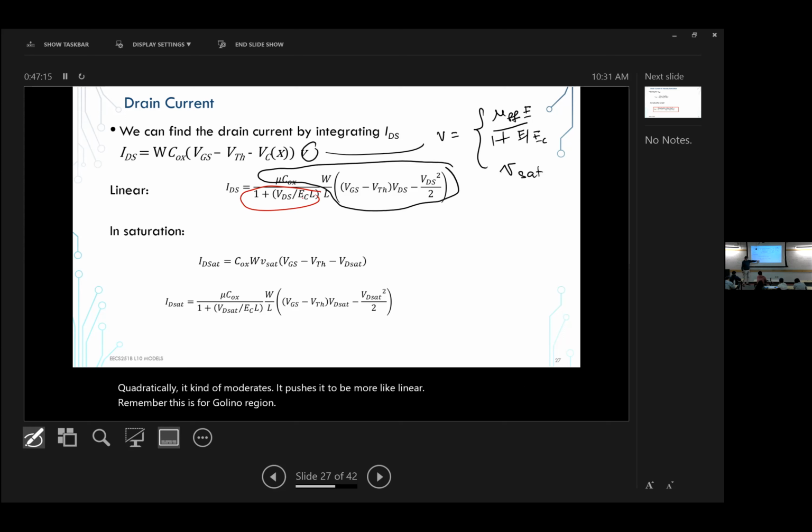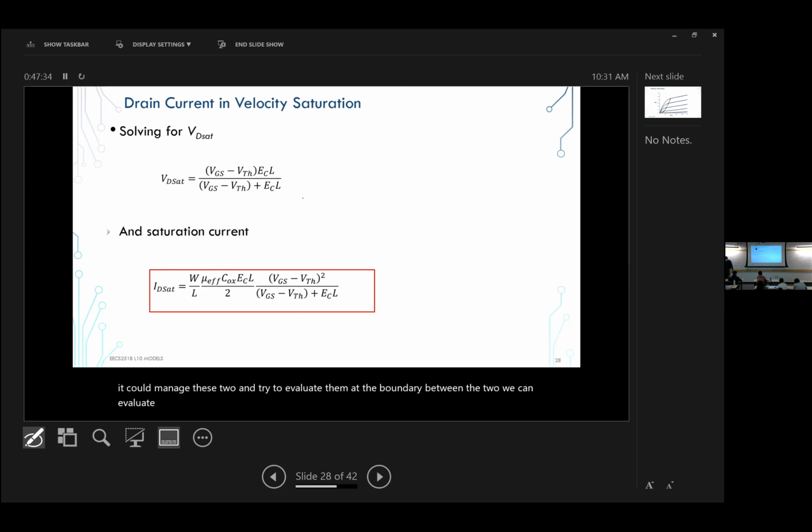In saturation, we're going to end up with the same equation, except that we have this parameter VDsat showing up in there, and we don't know how to find the VDsat. Well, we match these two equations and evaluate them at the boundary between the two, and we can evaluate what VDsat is. By solving for VDsat, we end up with this equation: VDsat is VGS minus VTH times ECL divided by VGS minus VTH plus ECL. And our saturation current falls out straight from that.